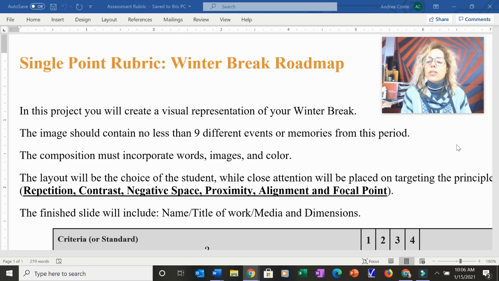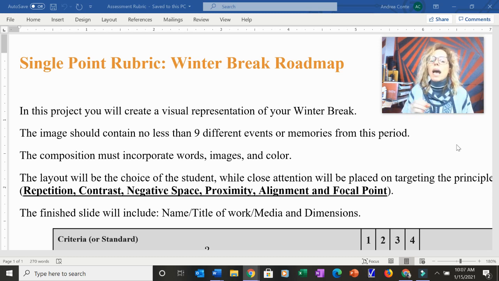But close attention must be placed on targeting the principles of graphic design we reviewed a while ago. Those principles are repetition, contrast, negative space, proximity, alignment, and focal point. If you do not remember what these are, you can review the previous puzzle, not the one with the comic faces, but the one that explored these 6 different elements and principles that pertain specifically to graphic design.